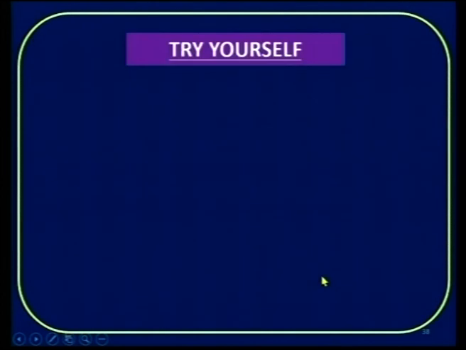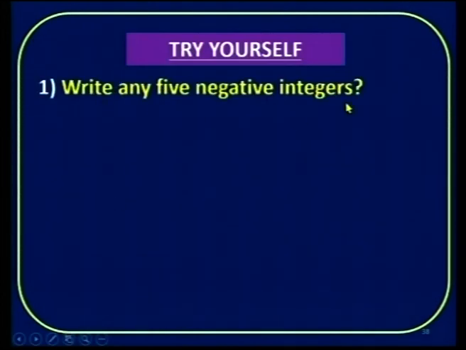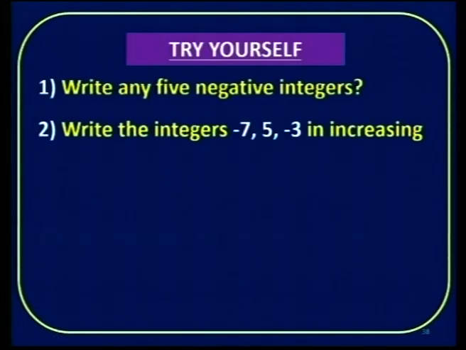Okay children, now try yourself. This is the first question which you have to answer. Write any 5 negative numbers. You can select any 5 numbers and put a negative sign for that. You will get negative numbers. Second question, write the integers minus 7, 5, minus 3 in increasing or ascending order. So what you have to do children here? First you have to select these numbers, use the number line and try to arrange them in increasing or ascending order.